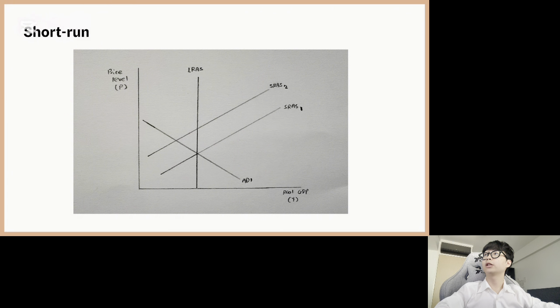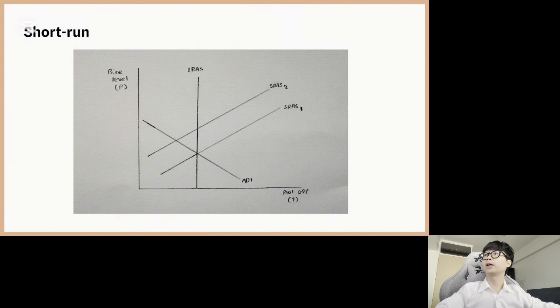A movement along the curve is caused by a change in the aggregate price level, while a shift of the entire curve is caused by changes in factors like technology, input prices, or taxes. Short-run aggregate demand shows the total spending on goods and services, and it slopes downwards as lower prices increase demand.